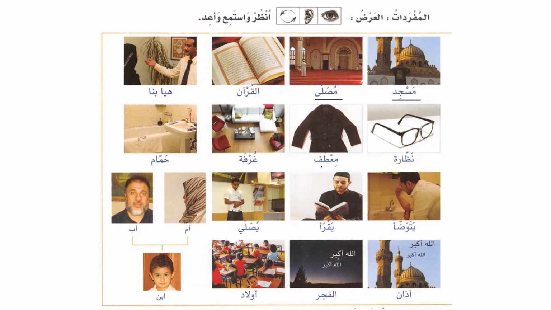نظارة, sunglasses. معطف, overcoat. غرفة, room. حمام, bathroom. يتوضأ, he performs wudu, or he is performing wudu. يقرأ, he is reading or he reads, and يصلي, he is praying or he prays. Now why are we saying "he" for all of them? As you can see over here, we have ya and dhamma. As I told you, the combination means the masculine third person, as you can see in the picture: يتوضأ, يقرأ, and يصلي.